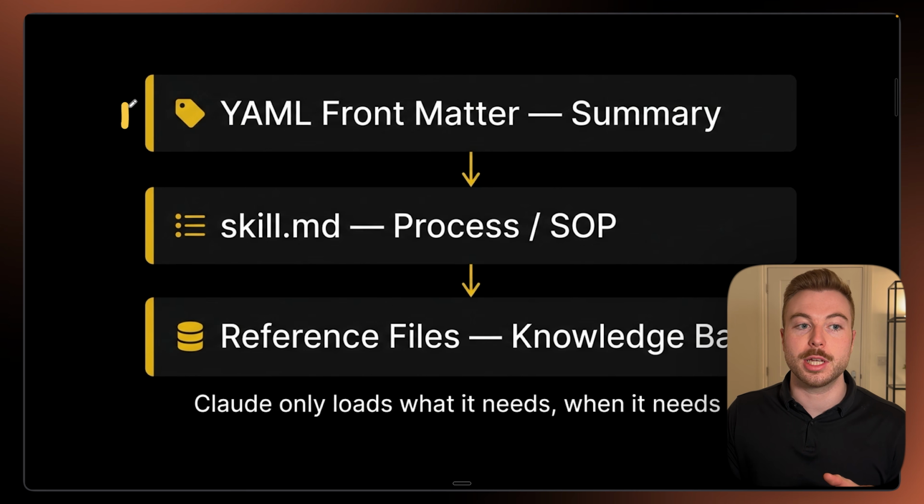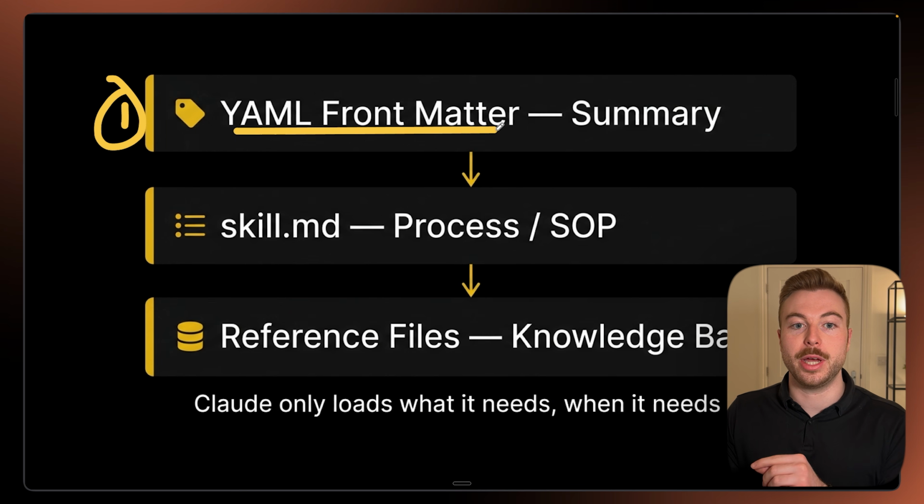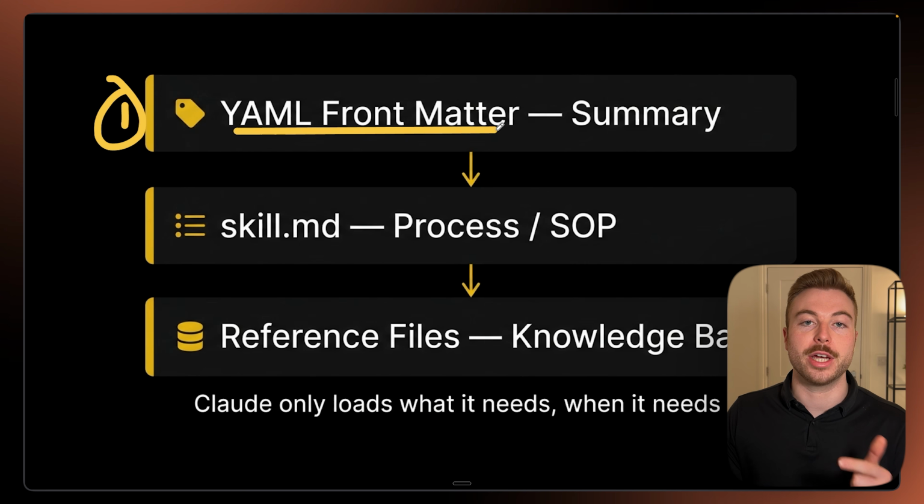What it does is it loads these skills in 3 steps. The first one is we're going to be loading in that YAML front formatter. So that's the name and description of that specific skill. So we need to make sure that they're incredibly targeted names and descriptions for how Claude should use it, when it should use it, and the output you're trying to achieve.